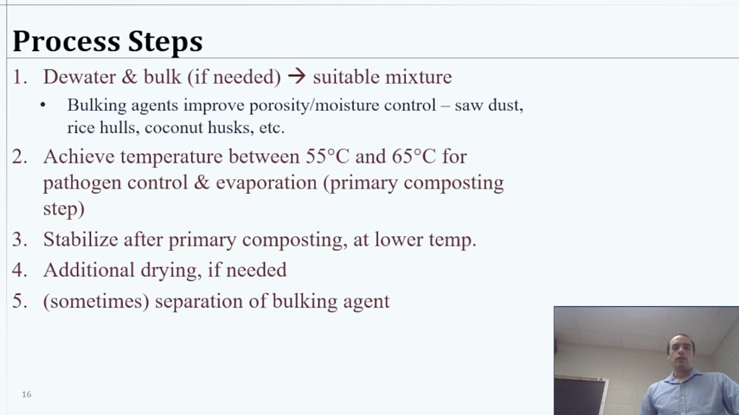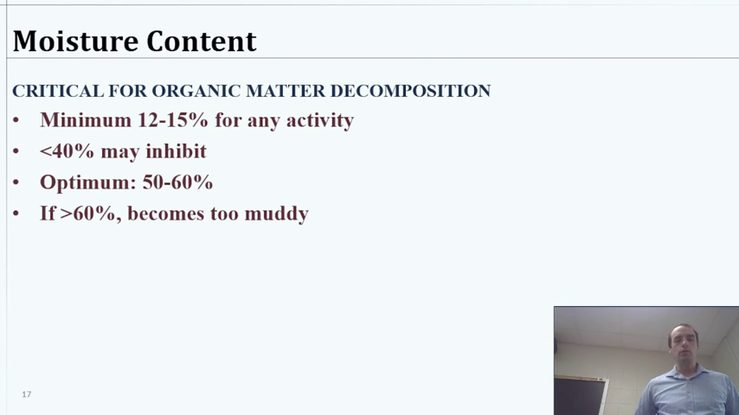We want to then achieve that temperature between 55 and 65 Celsius, stabilize after that, letting it reduce the temperature, do some drying if needed, and then sometimes you might separate back out that bulking agent, but usually not. Moisture content is kind of the critical aspect of all of this.